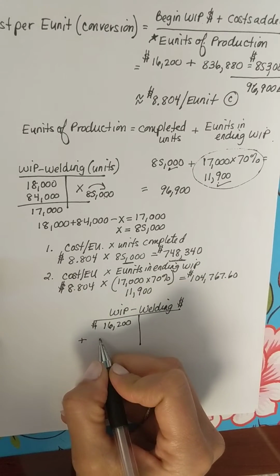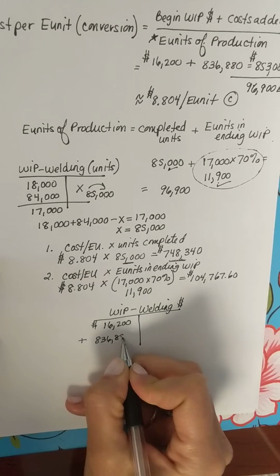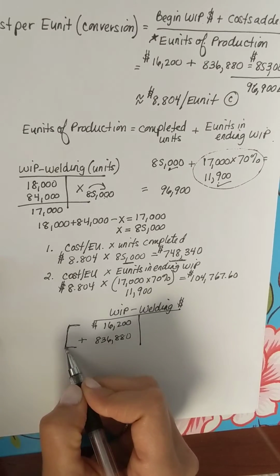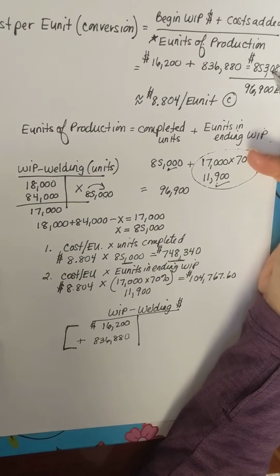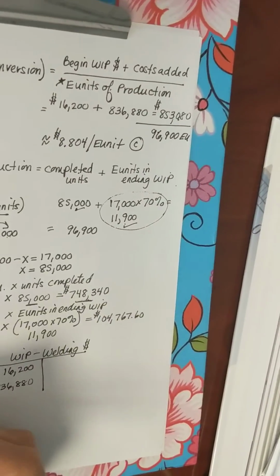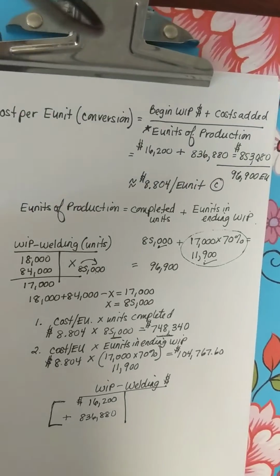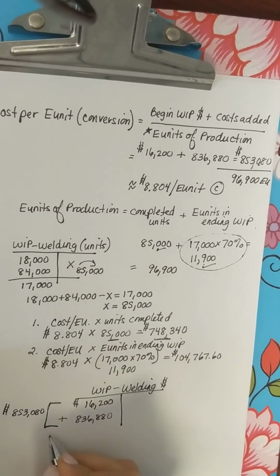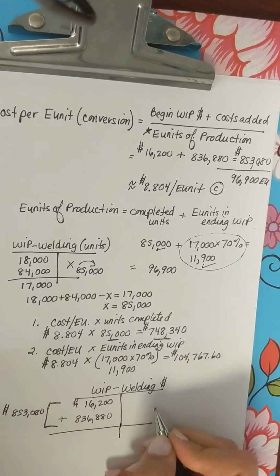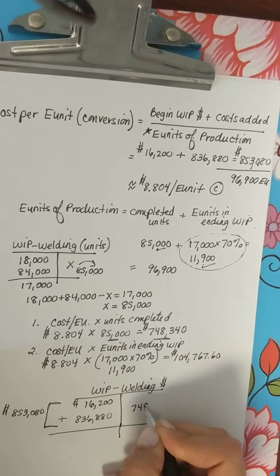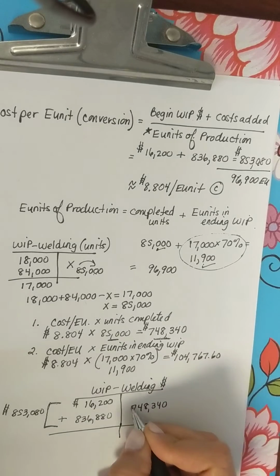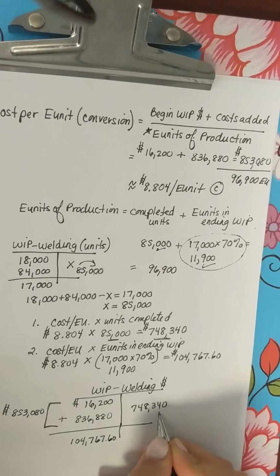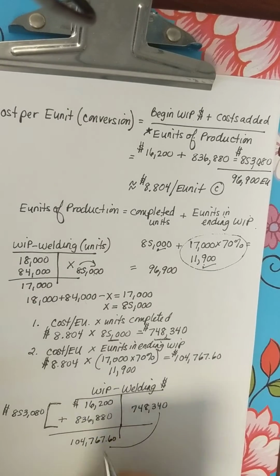I added $836,880 worth of cost, right? So my total cost of beginning plus added is up here also, $853,080. And now I just calculated the cost of transferred out, $748,340. Again, this is only for conversion. And then ending, $104,767.60. So these two should equal these two.